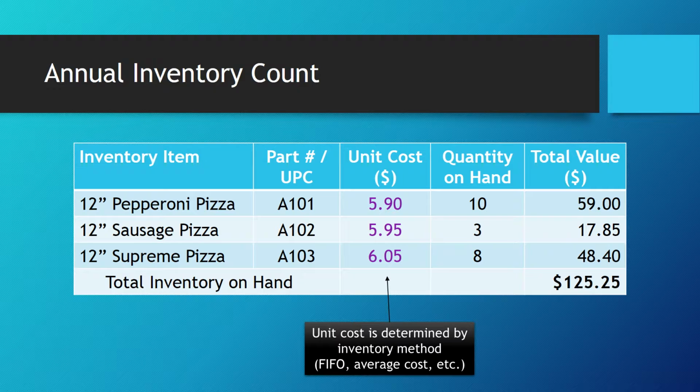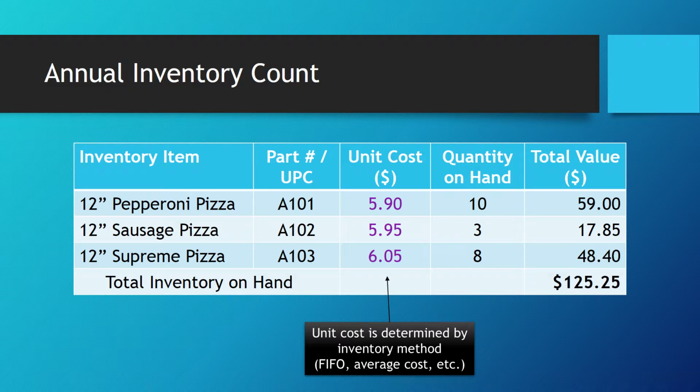If your business keeps inventory in order to calculate cost of goods sold, the IRS requires that you take a physical inventory count at least annually. A typical example of an inventory count sheet is displayed on the screen.